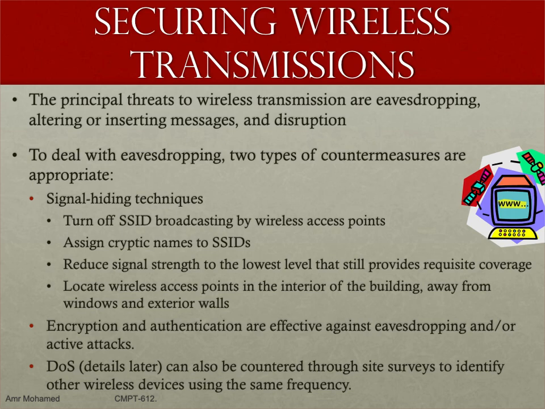Okay? Again, this is another special mechanism to control the security of these wireless access points. Encryption and authentication are effective against eavesdropping and active attacks, as we said. A denial of service attack can also be countered through site surveys. What that means is that site surveys are sometimes used to measure the power of the signal in different frequencies.